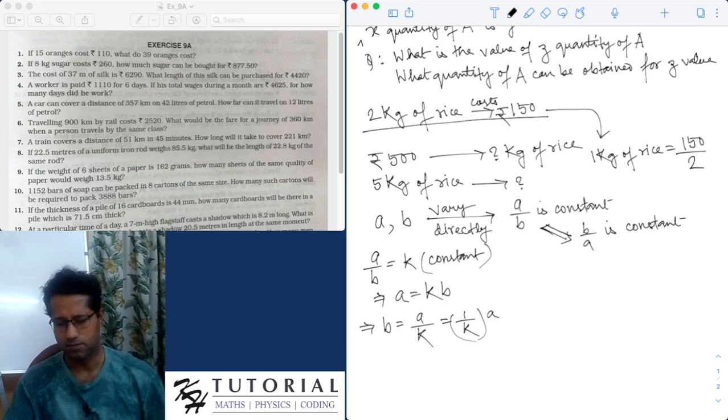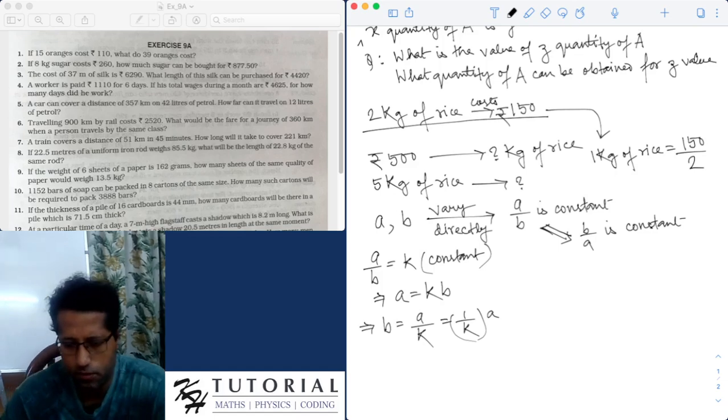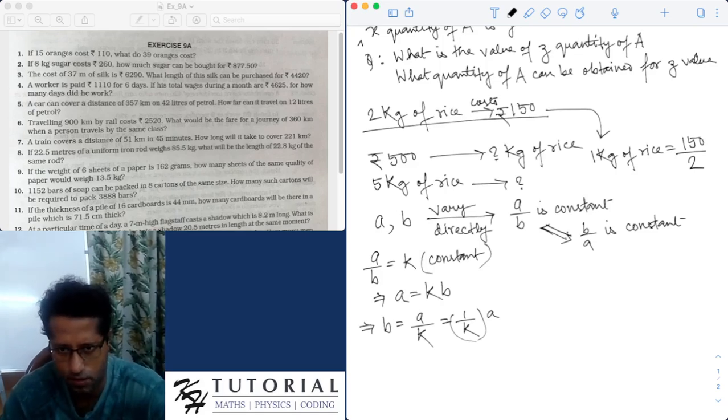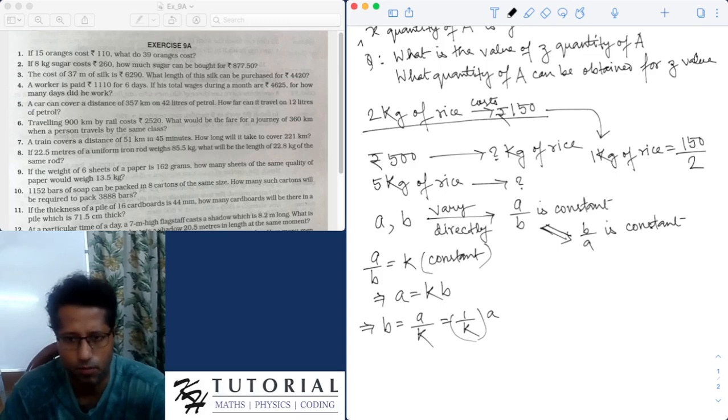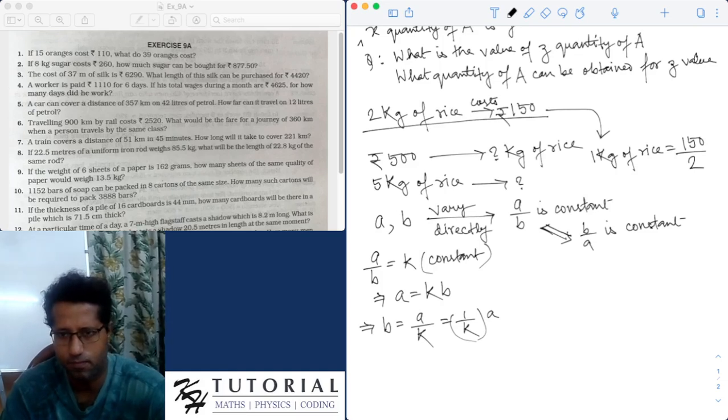Now, while solving problems, the most important thing you have to understand is that if there are two quantities being talked about in the problem, those two quantities have to vary directly. You have to understand this from the problem. If they vary directly, only then can you apply the concept of direct variation in solving that problem.